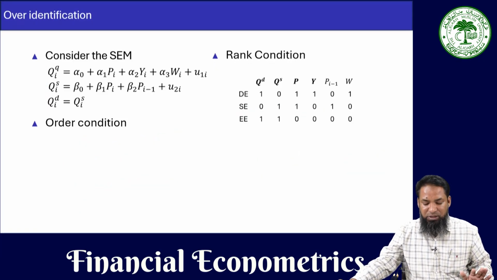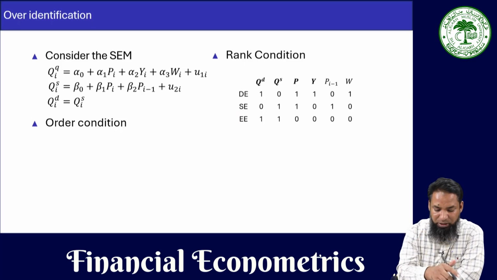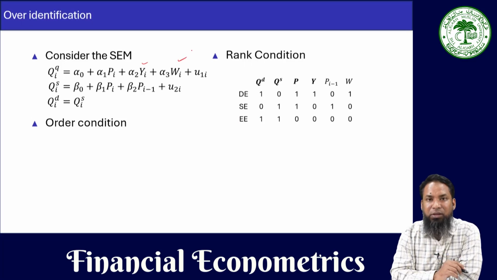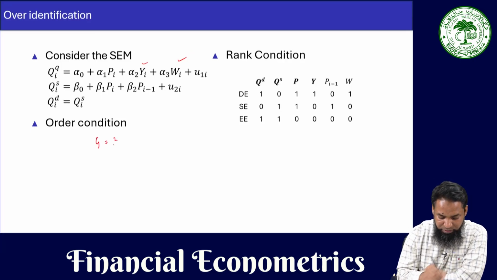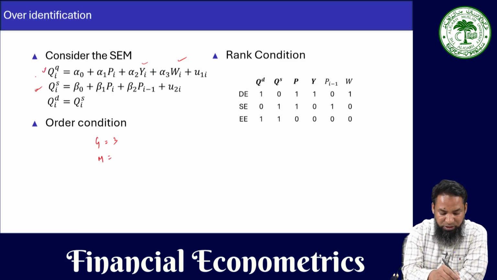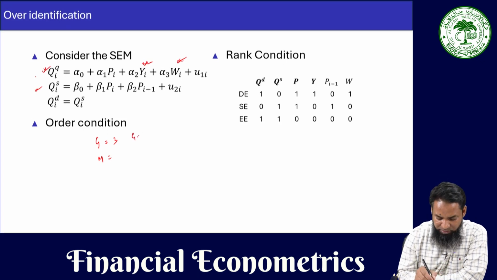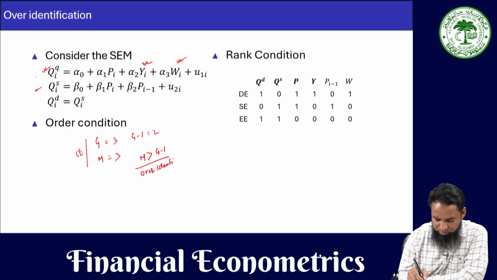Now what is over-identification? Let us take that equation, the quantity demanded, where income as well as wealth have an effect on it. Now let us take the order condition. Again, the endogenous variables number 3. Now let us take the supply equation here. In the supply equation, the missing variables are the quantity demanded, income as well as wealth. So here G minus 1 is 2, M is equal to 3. In this case of the supply equation, we can observe that M is more than G minus 1. So that means it will be an over-identification situation.